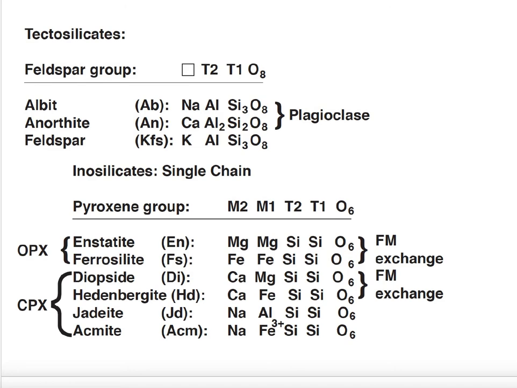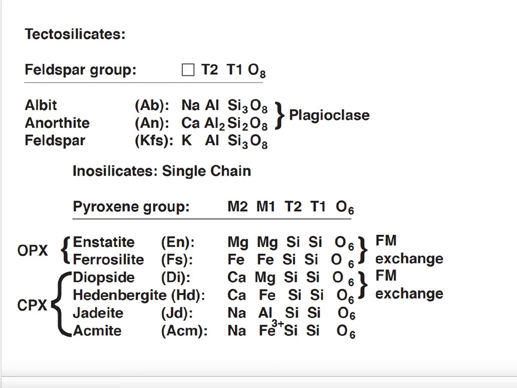We have 8 multiplied by -2 is -16. Then 2 multiplied by 4 is +8, +6 from aluminium. We have 14 positive charges, and then the 2 plus from the calcium, 16, and the anorthite is balanced.